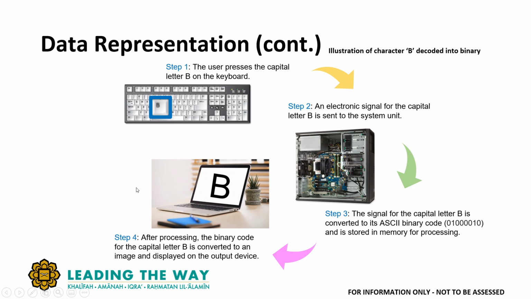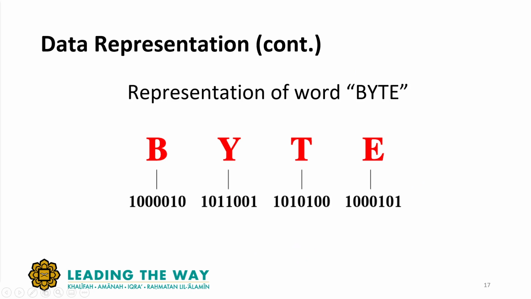Here is another example of data representation, of the word byte. B has its own ASCII code, Y has its own ASCII code. That is how the computer processes the data.